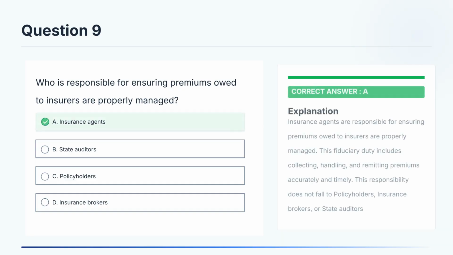The answer is A. Insurance agents. Insurance agents are responsible for ensuring premiums owed to insurers are properly managed. This fiduciary duty includes collecting, handling, and remitting premiums accurately and timely. This responsibility does not fall to policyholders, insurance brokers, or state auditors.